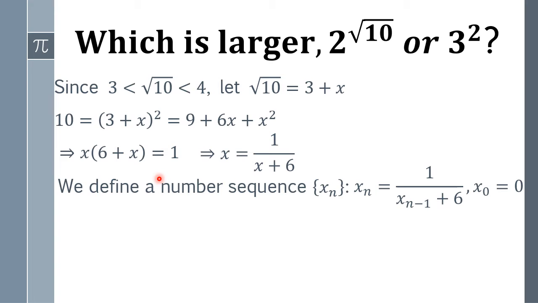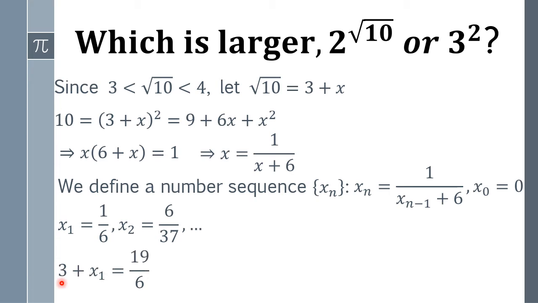We then define a number sequence xn, in which xn is defined as 1 over (xn-1 plus 6). We set x0 as 0 now, but in some other cases, x0 can be defined as other values. We will cover it in the next video. It's easy for us to calculate the first few items of xn. For example, x1 is equal to 1 over 6, x2 is equal to 6 over 37, etc.